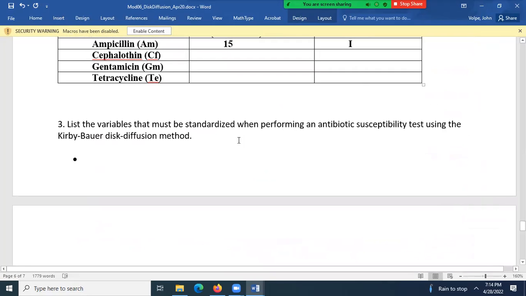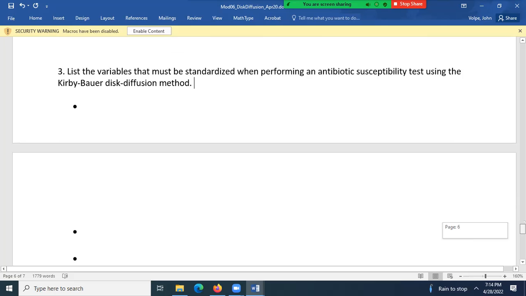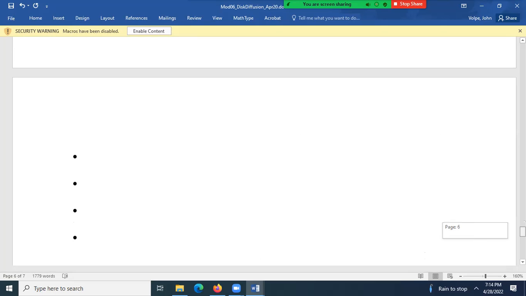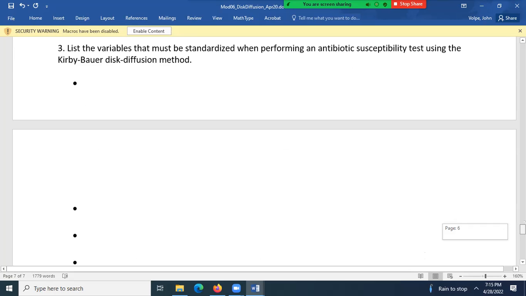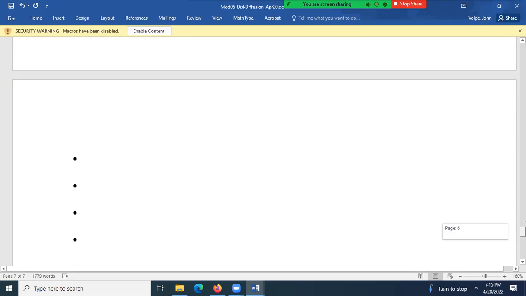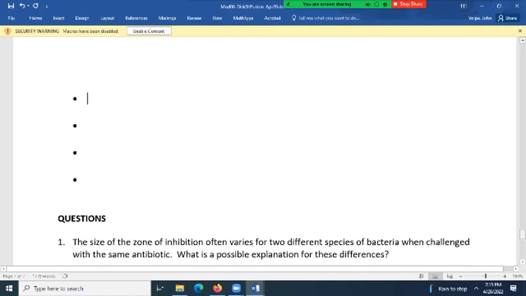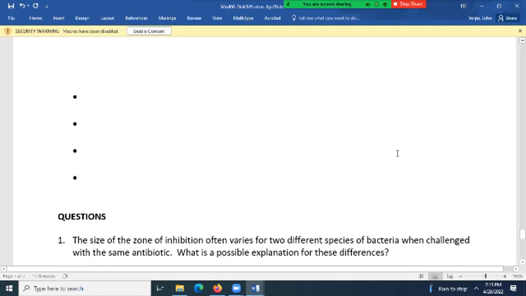List the variables that must be standardized when performing an antibiotic susceptibility test using the Kirby-Bauer disc diffusion method. And you have to fill out each of the asterisks, or whatever that's called. 1, 2, 3, 4, 5 different steps or items.